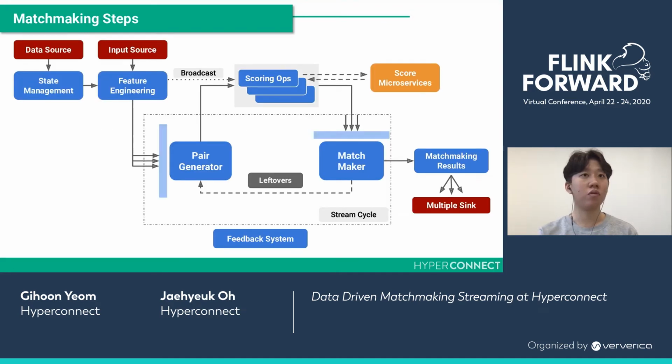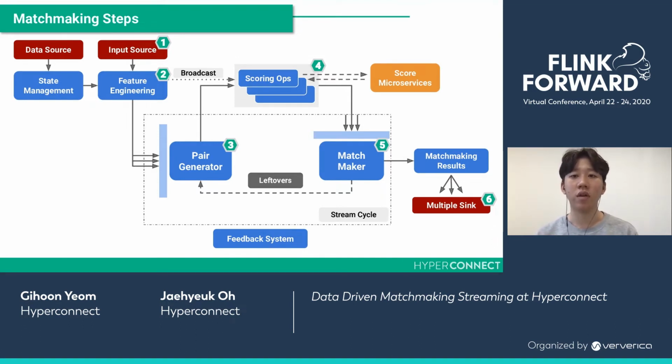To implement the matchmaking on Apache Flink, we will separate the process into 6 steps. There are 6 general components in matchmaking steps: collect source, feature engineering, pair generation, scoring, and pair aggregation that we call matchmaker. After these 5 steps, the matchmaking result goes to various sinks. On the other hand, leftovers go to the pair generator and repeat steps 3 to 5 again. It makes a matching stream cycle.